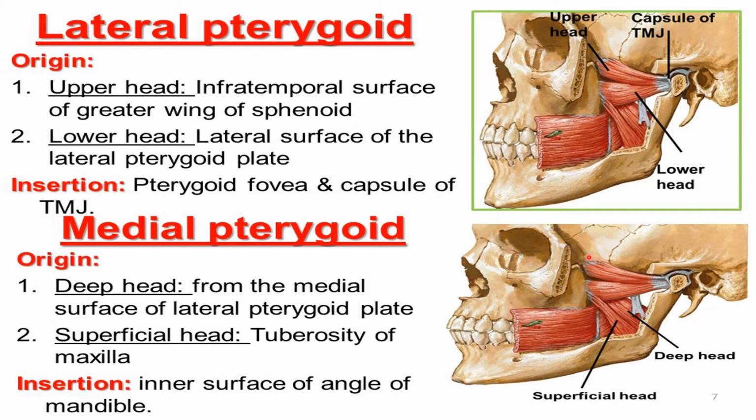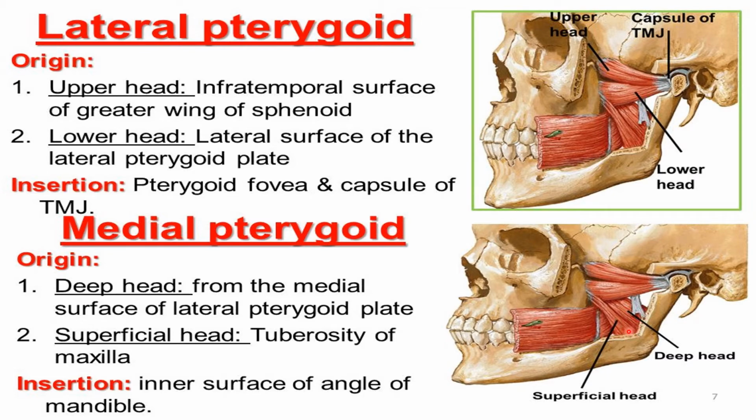The lateral pterygoid is coming from the lateral side of the lateral pterygoid plate, and the medial pterygoid is coming from the medial side of the lateral pterygoid plate. Lateral has two heads, one is the upper and one is the lower, and medial also has two heads, one is the deep head and one is the superficial head. Superficial and deep both are inserted into the ramus of the mandible.